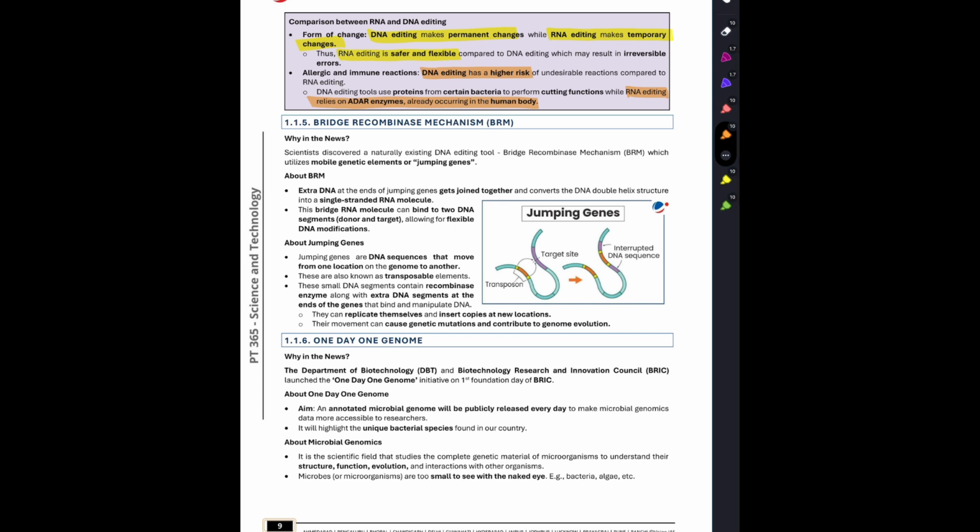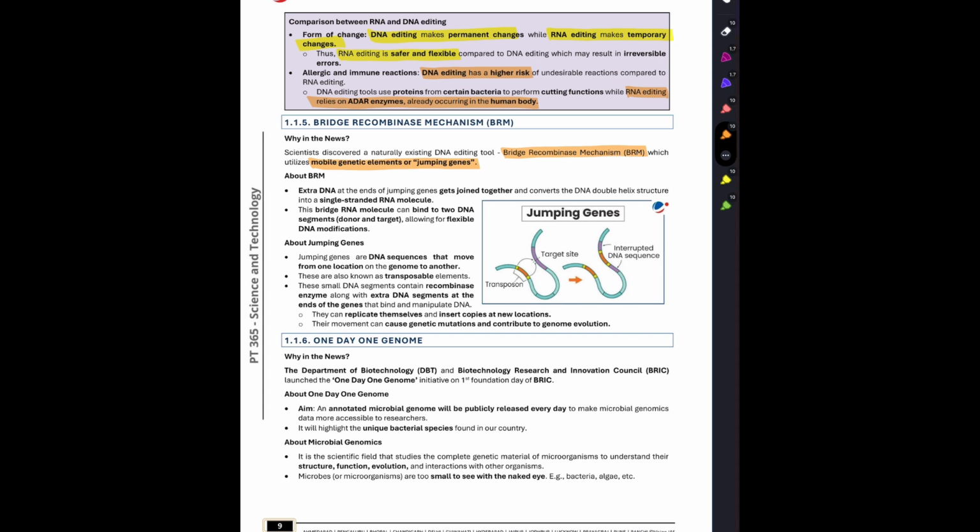Bridge recombinase mechanism (BRM). Scientists discovered a naturally existing DNA editing tool, the bridge recombinase mechanism, which utilizes mobile genetic elements or jumping genes. It was pre-existing; it's just that they have discovered it now. So the tool name is bridge recombinase mechanism, or BRM.